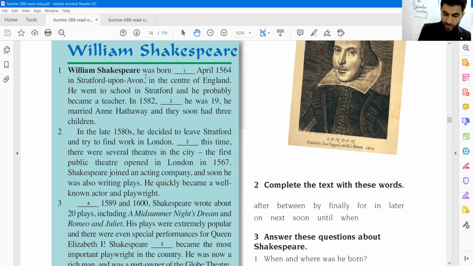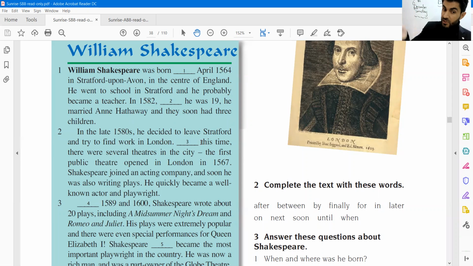So William Shakespeare was born, so you have to use in this case, okay? He was born in April 1564 in Stratford-upon-Avon, in the center of England. He went to school in Stratford and he probably became a teacher in 1582. When he was 19, he married Anne Hathaway and they soon had 3 children. In the late 1580s, he decided to leave Stratford and try to find work in London.